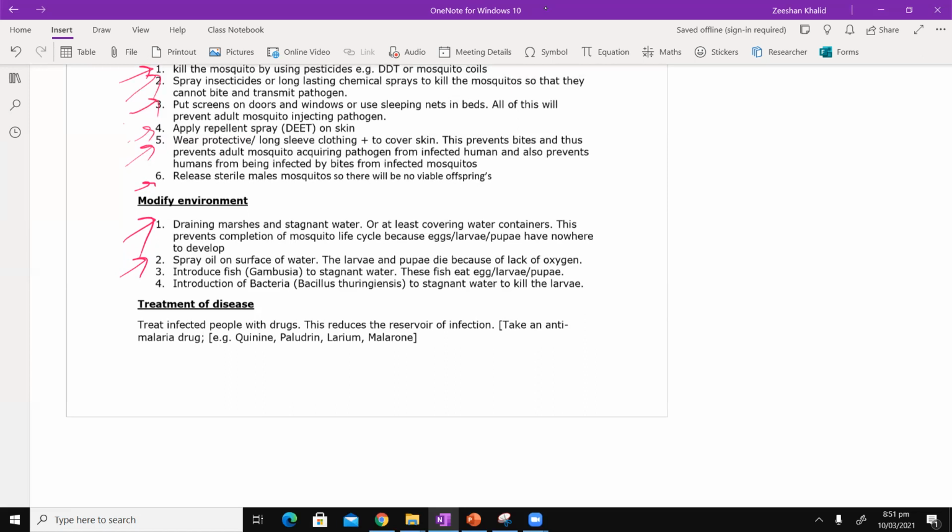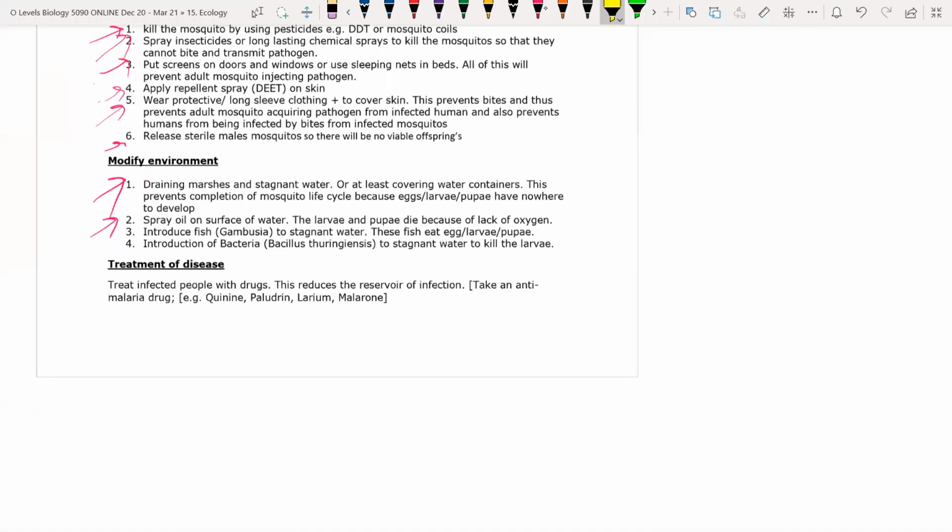Then there's a very interesting fish, Gambusia fish. Let me highlight this for you. This is Gambusia fish. You throw them in stagnant water and they eat away all of the larvae and pupa. And also there's this bacteria that you introduce in stagnant water to kill the larva, Bacillus thuringiensis, whatever the name is. It's okay if you don't remember the name.